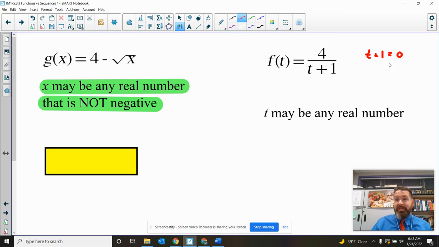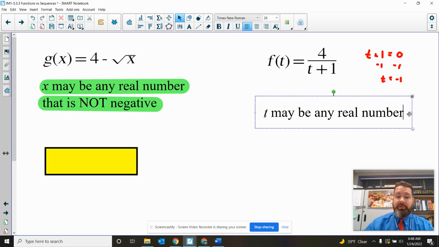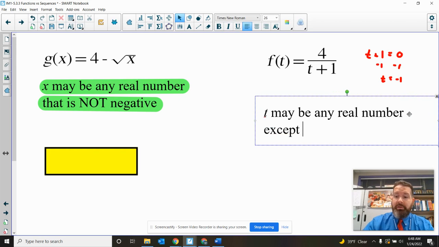What makes t plus 1 equal to 0? Okay, that happens if t equals negative 1. This is bad. I don't want this. I don't want a 0 in that denominator. So we're going to remove negative 1 from the domain. T can be any other number. That's fine. But t can't be negative 1. Because negative 1 plus 1 is 0, and 4 divided by 0 does not exist.